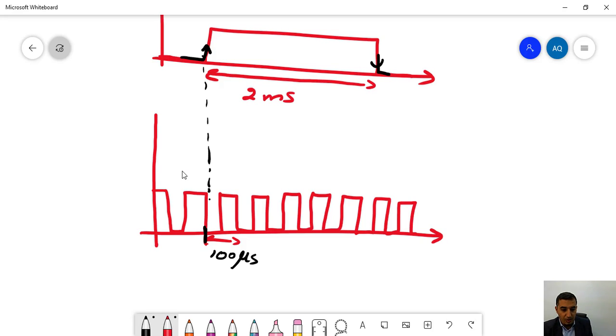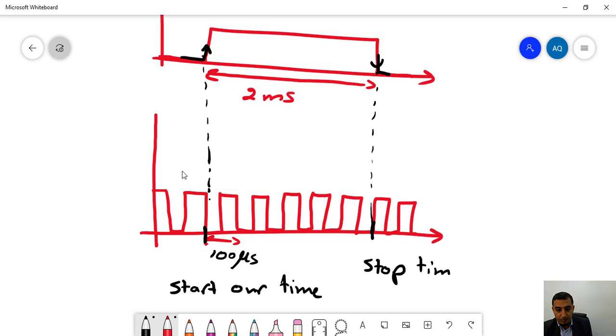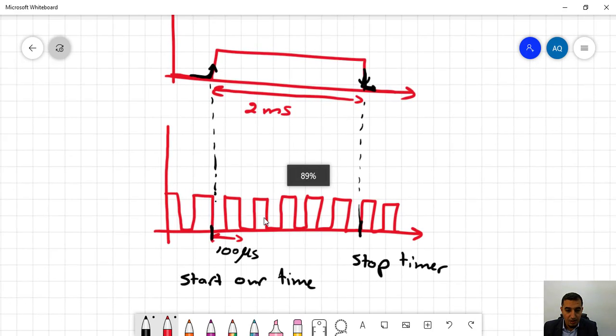So over here, we will start our timer. Now, the timer will stop over here. Here, we need to stop the timer. And on the output pin, here we go for the rising edge. And once we stop the timer, we go for the falling edge. Now, the idea is, how many pulses do we need?